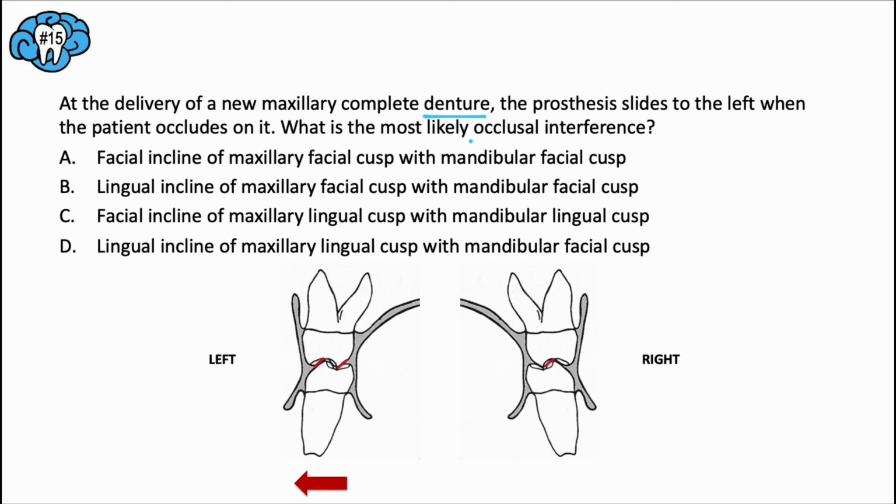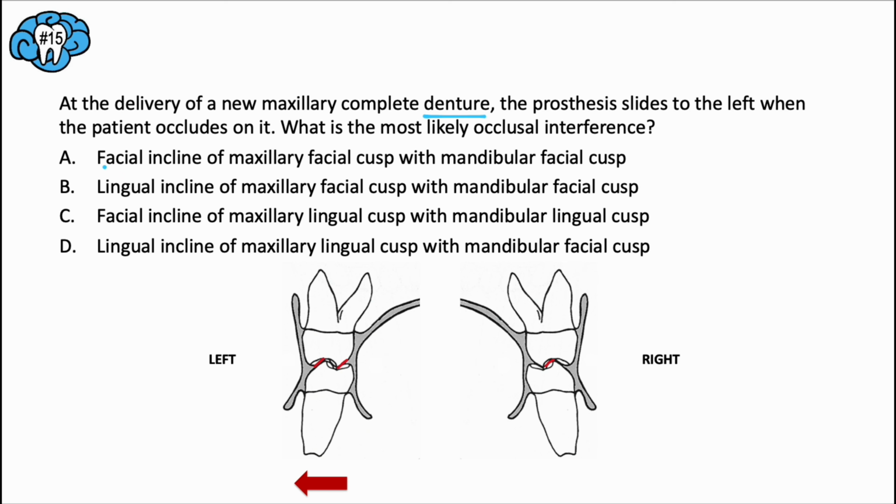If the maxillary denture is sliding to the left when the patient is closing down, that means something is pushing against one of these three red lines. Something from the bottom is pushing against one of these three maxillary inclines. It's the only way that this maxillary denture would be sliding specifically to the left. Again, those are the only possible incline contacts that would displace the denture to the left because of those resultant force vectors. So now, all we have to do is find one of those three inclines in the answer choices.